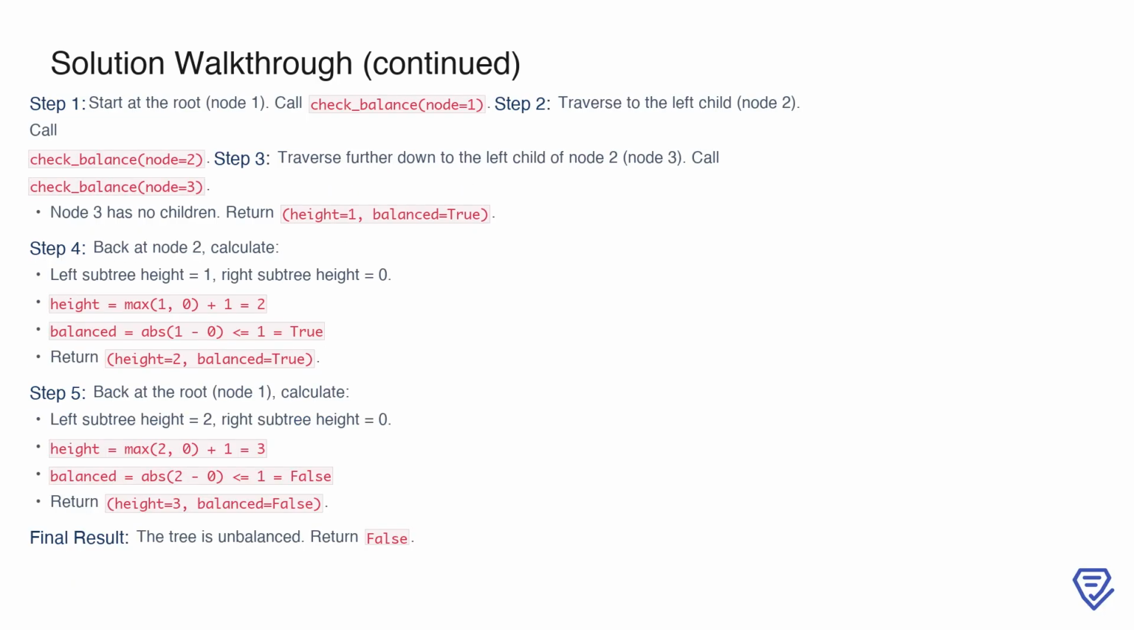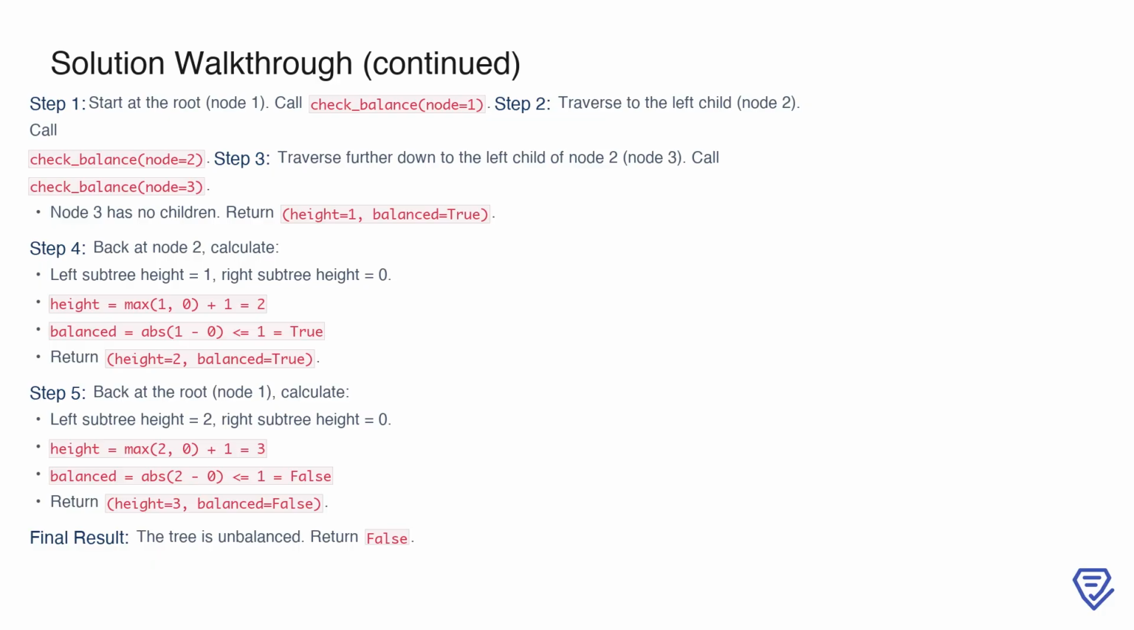Now, let's look at an example of an unbalanced binary tree. Starting at the root, node 1, we call check_balance and move to its left child, node 2. From node 2, we traverse further down to its left child, node 3. Since node 3 is a leaf node with no children, we calculate its height as max(0, 0) + 1 = 1 and confirm that it is balanced. Returning to node 2, we calculate its height and balance status. The left subtree height is 1, and the right subtree height is 0.